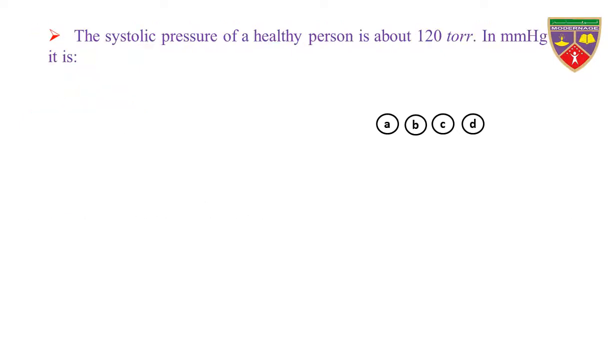The systolic pressure of a healthy person is about 120 torr. In millimeter of mercury, it is option A 150, option B 130, option C 120, option D 110. The key is 120. Therefore, the correct option is C.